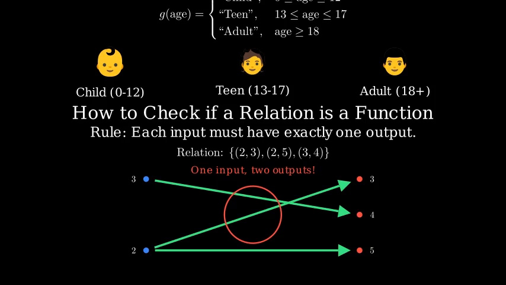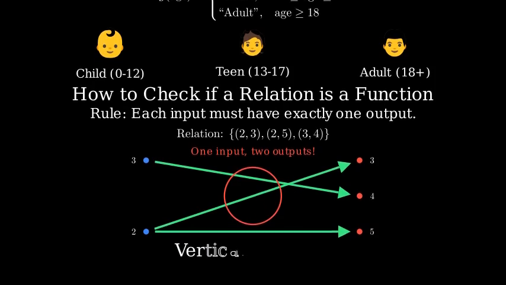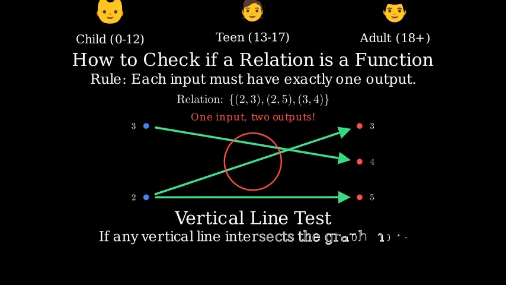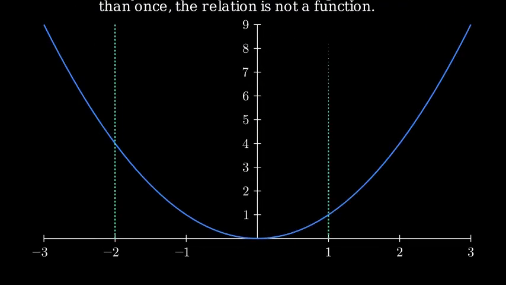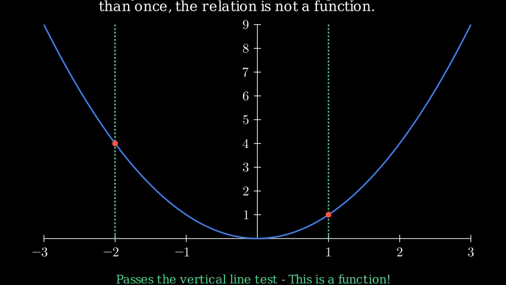There's a graphical way to check if a relation is a function called the vertical line test. If any vertical line intersects the graph more than once, then the relation is not a function. Let's see this with our squaring function. Any vertical line will intersect the parabola at most once, confirming that it is indeed a function.